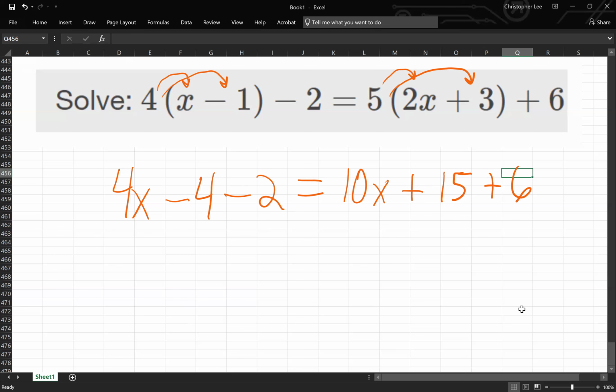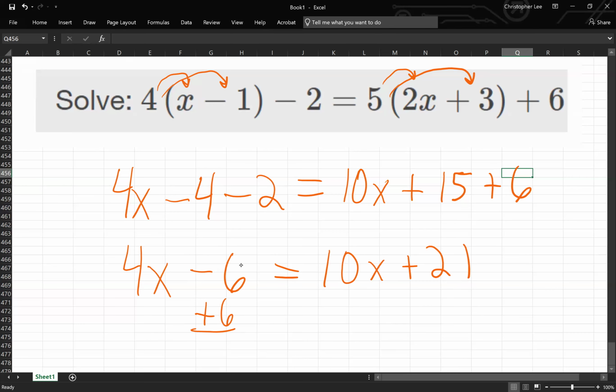Combine like terms. All right. So on the left-hand side, what do I have? 4x what? -6. Very good. Equals on the right-hand side, what do I have? 10x what? Plus 21. Good. Now what should I do after this? -6? Not -6. How do I get rid of a -6? +6, right? So I'm going to add 6 over here. What I do to one side, I got to do to the other.